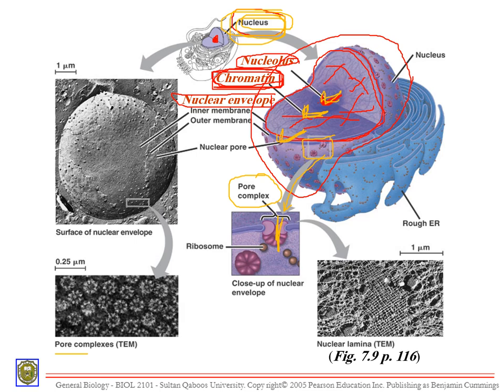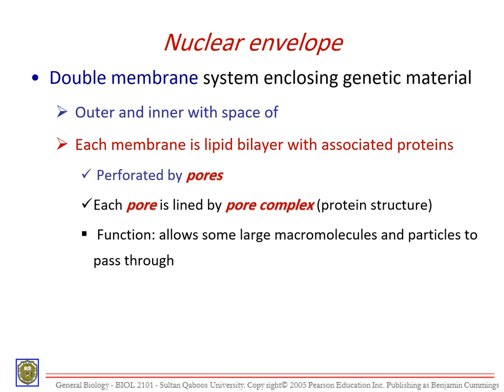Okay, they call them pore complexes. They're made up of proteins. This is a pore complex. It's made up of proteins. And these are small, tiny openings that allow material to go past the cell in and outside the nucleus. The nuclear envelope is a double membrane, so it's made up of two layers. It surrounds the genetic material.